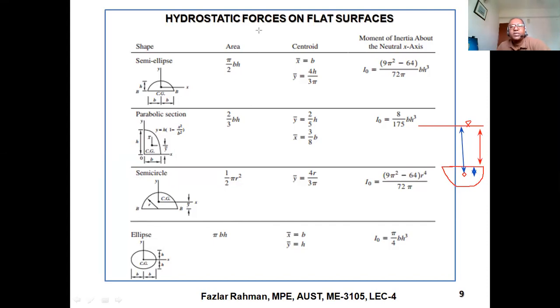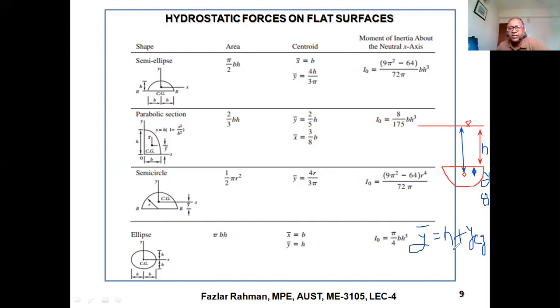So y bar, if I say this is H, the vertical depth, and this one, if I say only y, YCG, that means the coordinate of CG from the top surface. Then your y bar in the formula will be equal to H plus YCG. You need to add this term. Just mention one thing, you need the distance of CG from the top surface. That is the main thing.